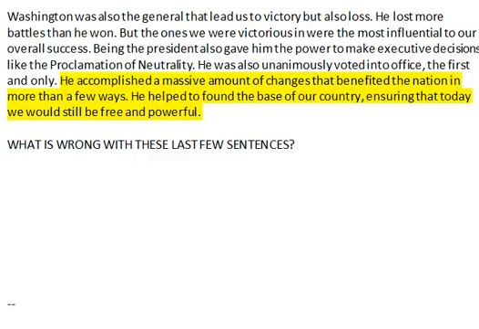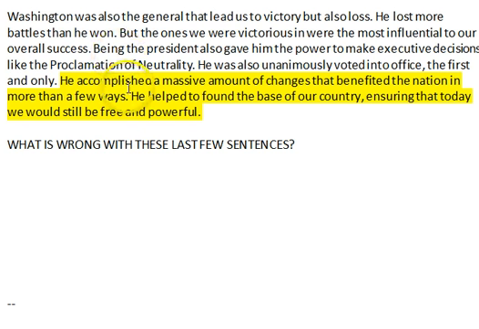So Washington was also the general that led us to victory, but also losses. He lost more battles than he won. This is good, but this should go before he becomes president, because he was the general during the Revolutionary War before he was our first president. And then it talks about, you can hit pause and read this here, but he was unanimously voted into office.